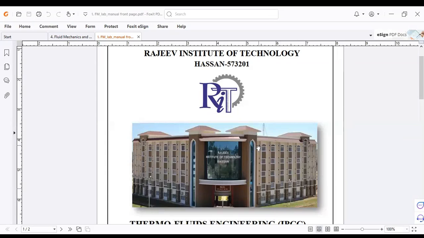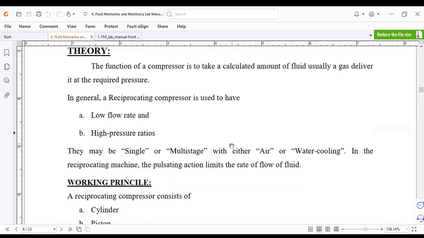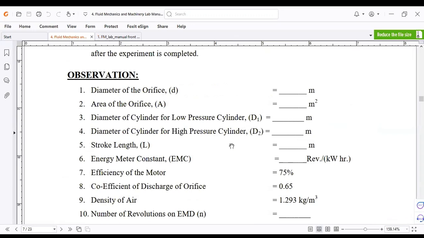Reciprocating air compressor, the experimental part is over. Now we are going to discuss the calculation part. See, the following observations you should note down.